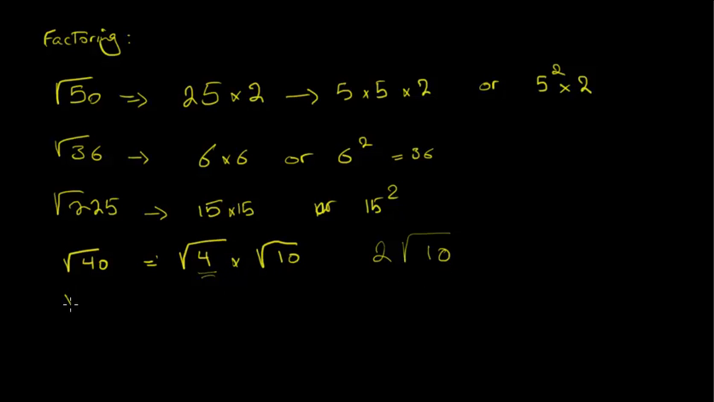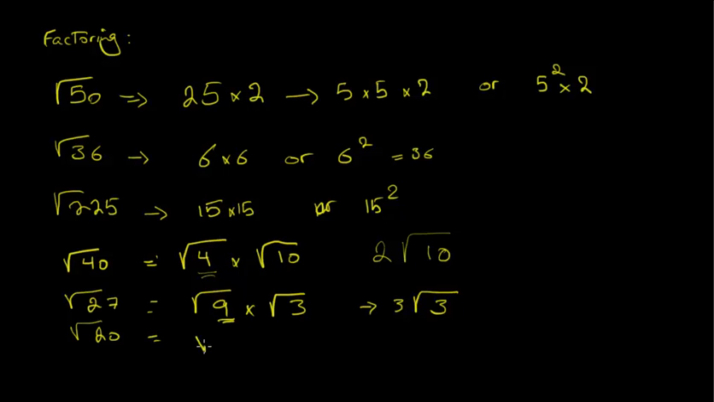Then we have, let's say, 27. We don't have a perfect square for 27, but we have 9 times 3. So the square root of 9 is 3. We take it out of the radical and leave 3 there. Let's say we have radical 20. We have radical 4 and radical 5. The square root of 4 is 2, and so we have 2 radical 5 remaining.